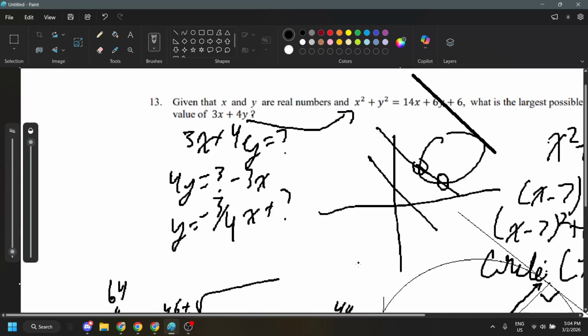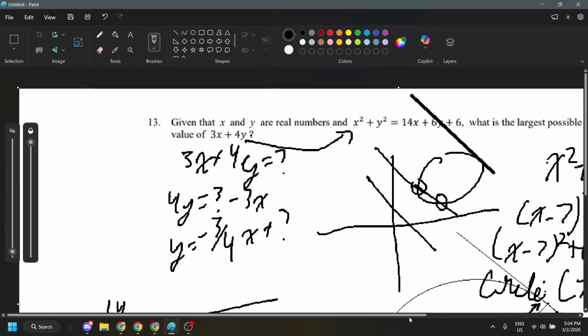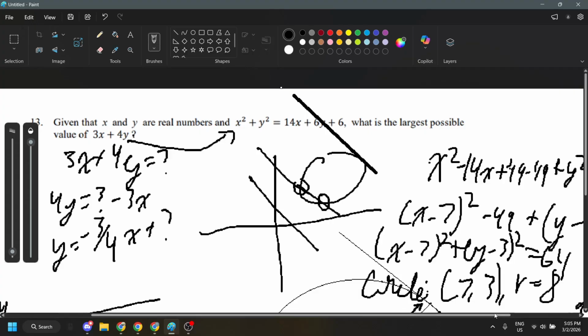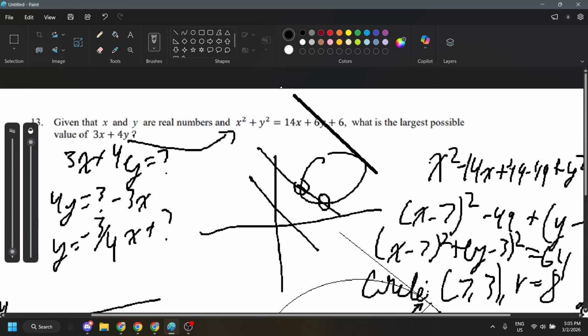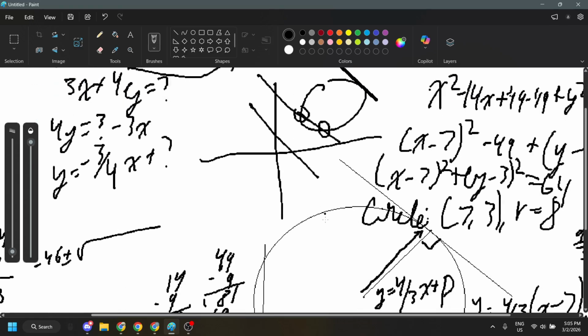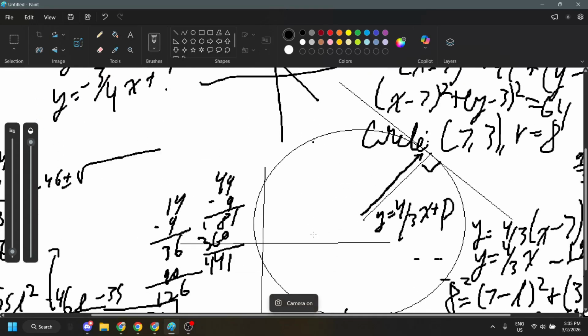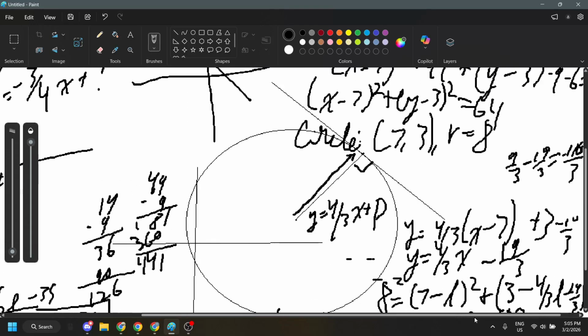There's an easier way to do this. I do not need to do all this. It's clearly using a circle. Then once we get this circle, we need to find the largest value of this. Okay, so why don't we plug that in here?